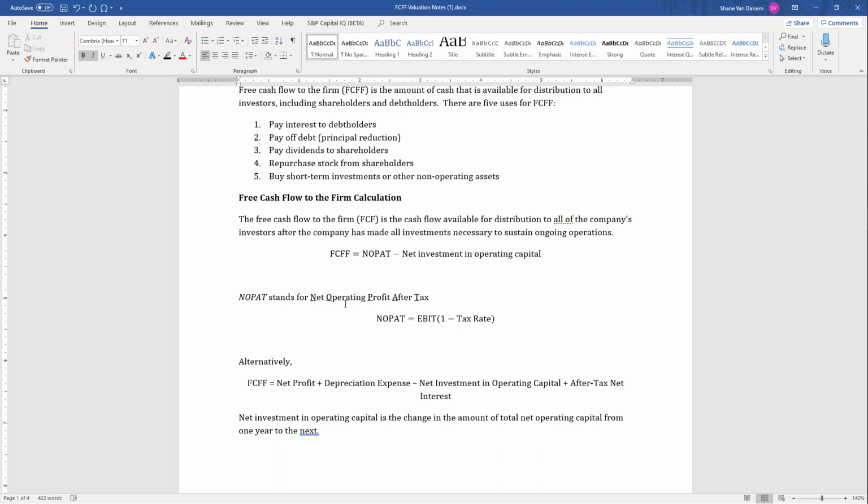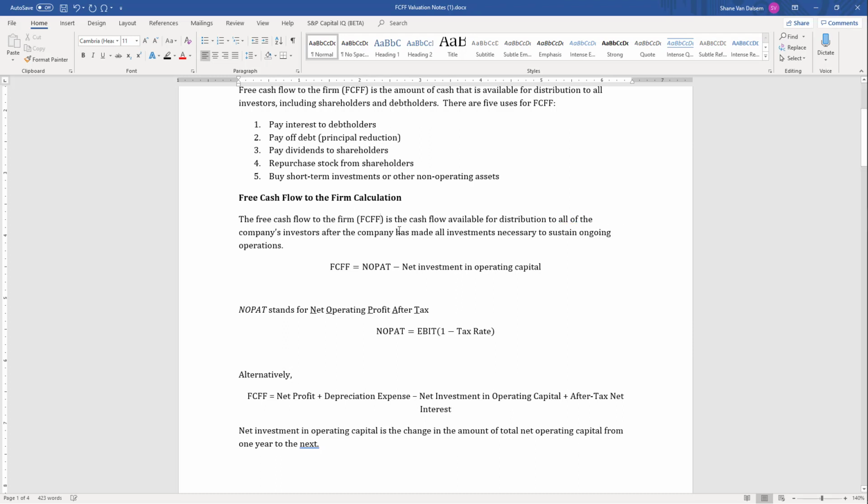So the free cash flow to the firm is the cash flow available for distribution to all the company's investors after the company has made all investments necessary to sustain ongoing operations. So we calculate it as FCFF is equal to NOPAT, which stands for net operating profit after tax, minus the net investment in operating capital.